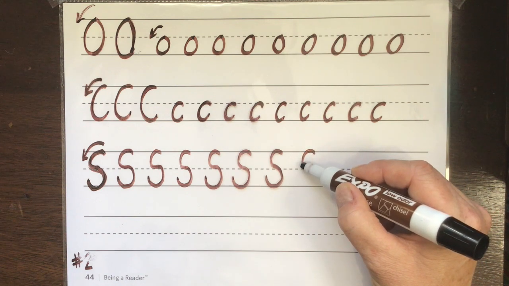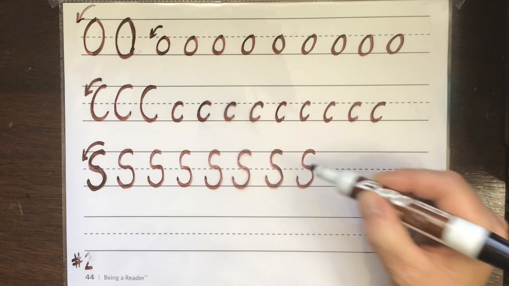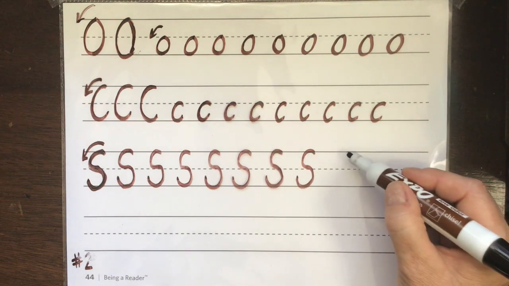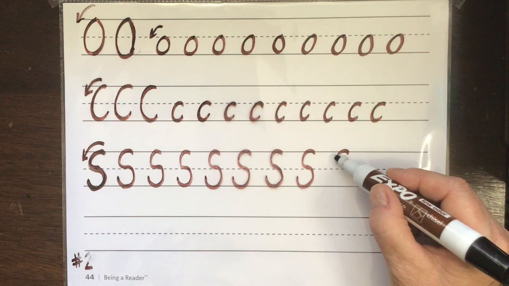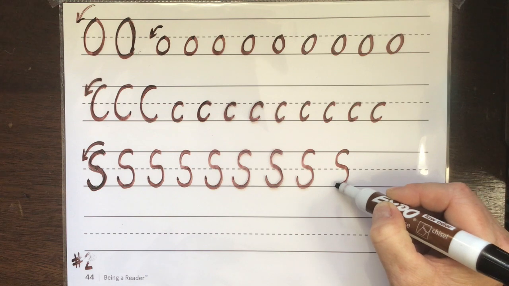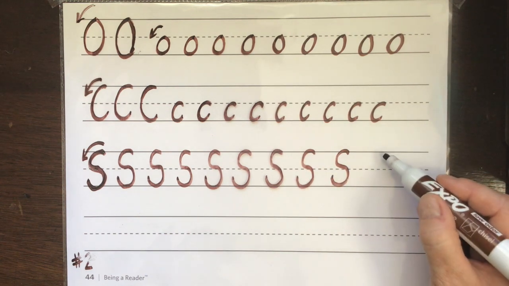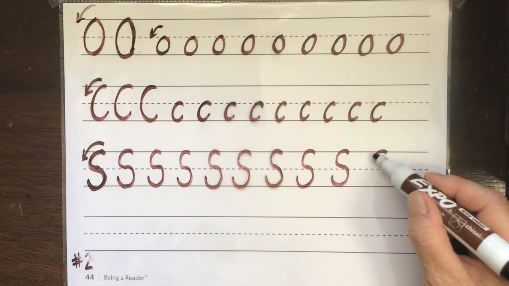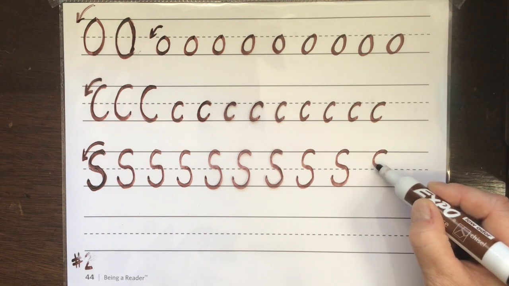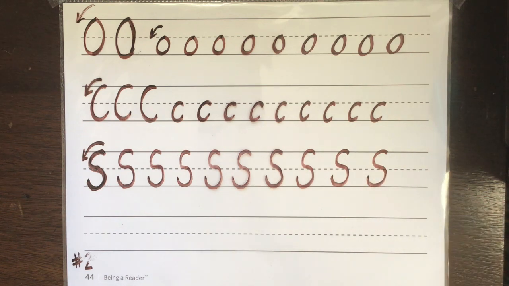Around and back. S. Around and back. S. Let's do one more capital S. Around and back. Excellent. All right.